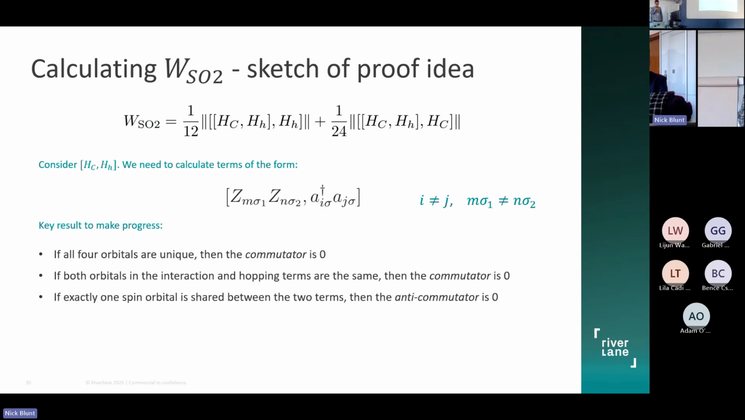The trick to make progress is to note that if all 4 of the orbitals involved are different, then of course these commute because they act on different sites. If both of the orbitals in the interaction term are the same as both of the orbitals in the hopping term, then it turns out they also commute. But if exactly one of them is shared between the two, then the commutator is not 0, but the anti-commutator is 0. These top 2 rules can be used to kill off most of the terms. If you look at these commutator expressions at the top, because they're order n terms in HC and HH, you might say that there are going to be order n cubed terms in this, but actually most of these are going to be 0.